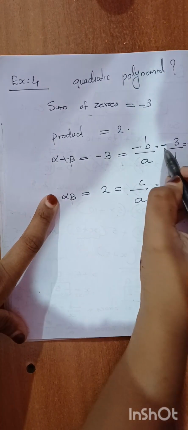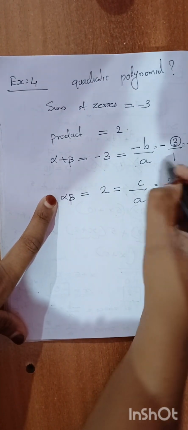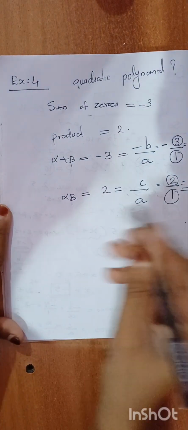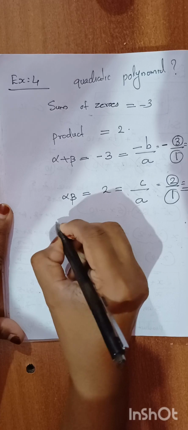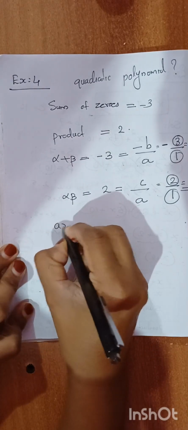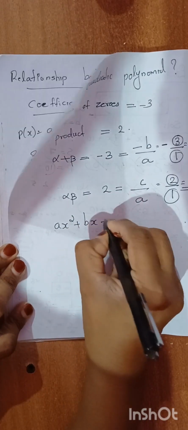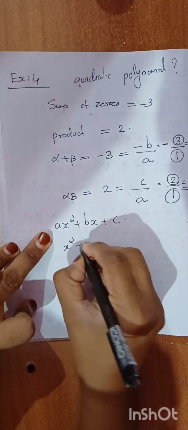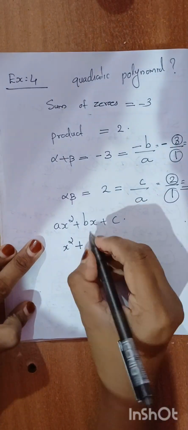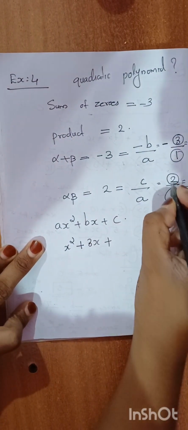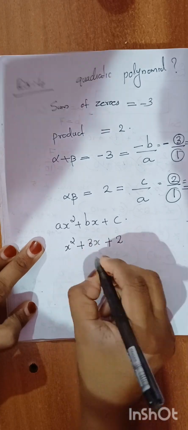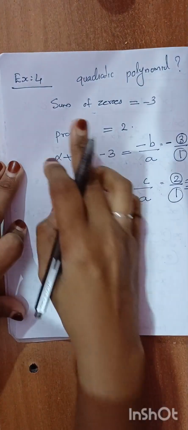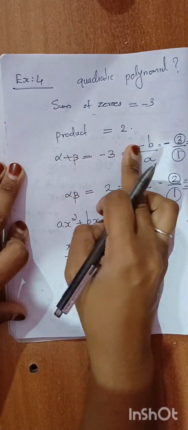In place of B it is 3 here, in place of A it is 1 here, here also A is 1, and in place of C it is 2. So we can write the quadratic polynomial. We know that the general form is ax square plus bx plus c. Then in place of A it is 1x square, plus in place of B we got 3x, plus in place of C it is 2. So x square plus 3x plus 2 is the quadratic polynomial, which has the sum of zeros as minus 3 and product as 2.